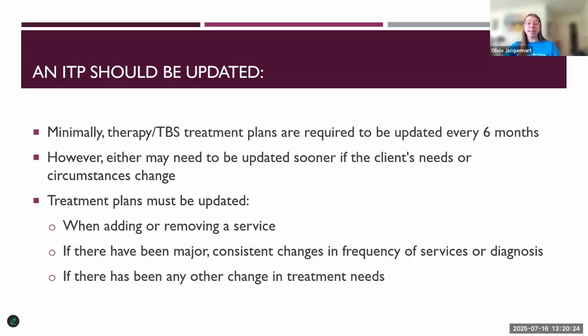An ITP can be updated before the official policy review date for a few reasons. So minimally, the treatment plan should be updated every 6 months. That is our policy. So the policy is every 6 months. Outside of the policy of minimally 6 months, a client's needs or circumstances may have changed. Treatment plans have to be updated when adding or removing a service, if there's been a major consistent change in frequency of services, the diagnosis, or if there's been any change in treatment needs. Best practice and what is recommended in treatment plan review is every 3 months or 10 sessions for therapy and TBS.